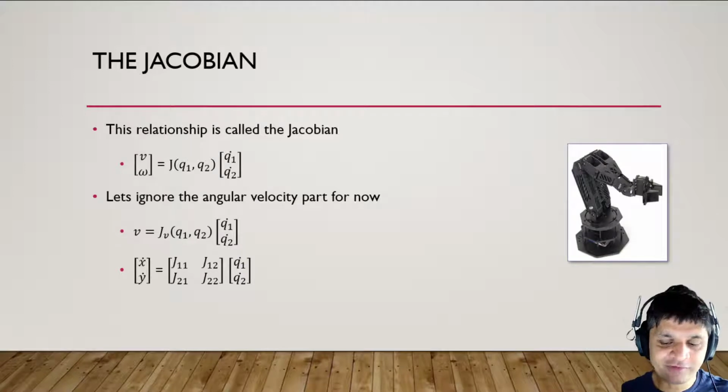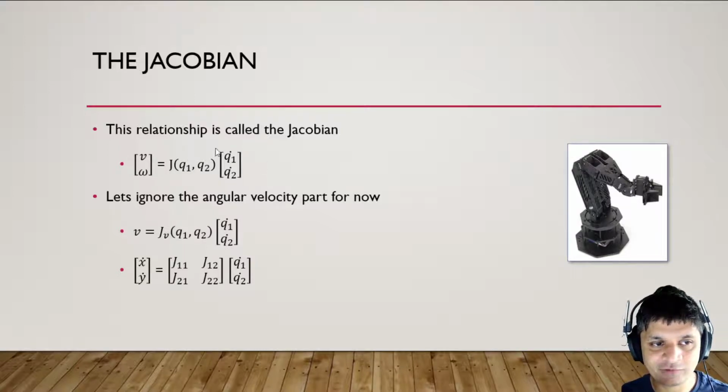Okay, now this relationship, this function of the joint states that is a linear transformation allowing us to get from the joint velocities to the end effector velocities is called the Jacobian. Okay, so we denote the Jacobian function as J(q1, q2), and we see that if we just multiply it by the joint velocities, we get the end effector velocity.